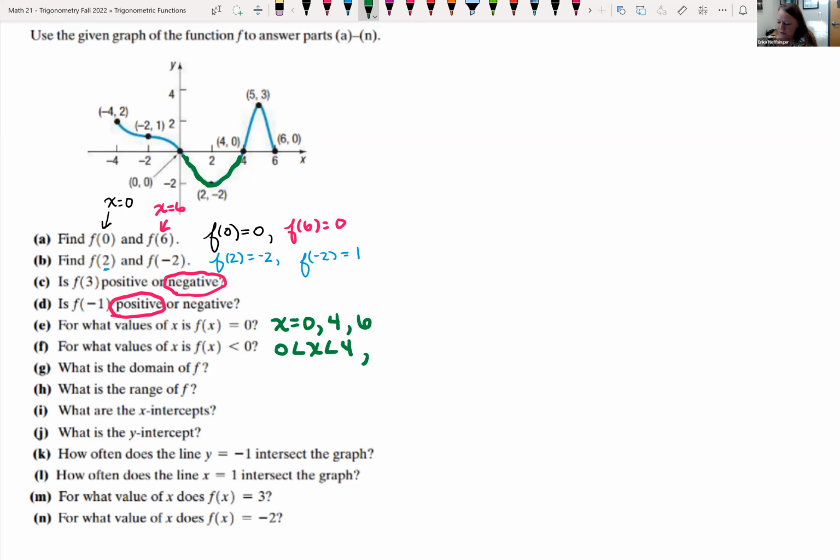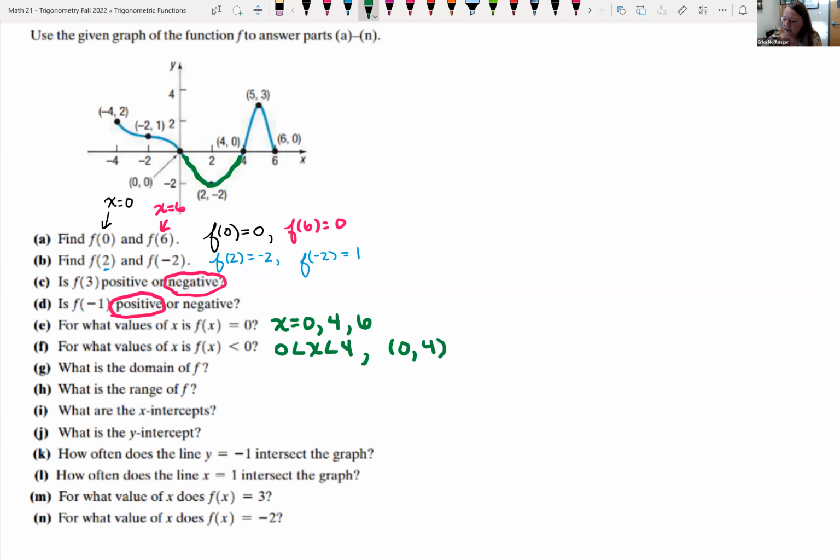How we would write that in interval notation is (0, 4). And both the 0 and the 4 have parentheses around them because they're not part of the solution. At 0 and 4, the function equals 0, and 0 is not strictly less than 0.